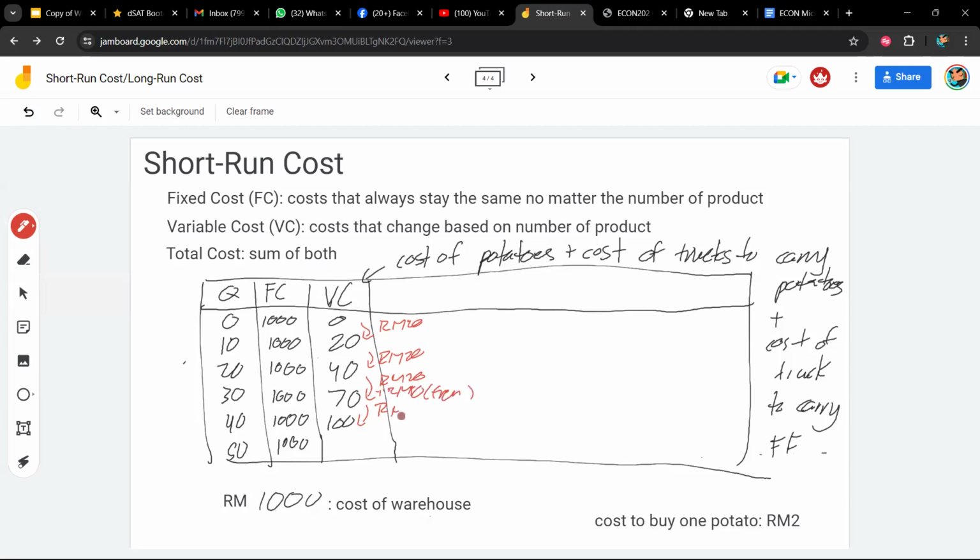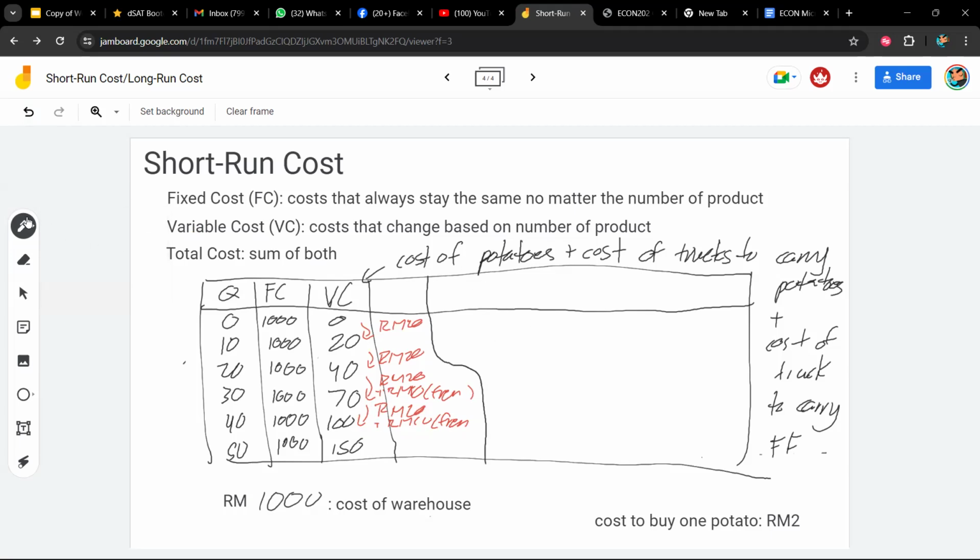Maybe this one I also need to buy RM20 worth of potatoes. And I also add another friend to the equation. So this is friend number 2, and so on and so forth. Sometimes your cost can increase even more because you're buying more friends to help carry your French fries. So that can happen. Your variable cost will not always be constant from point to point.